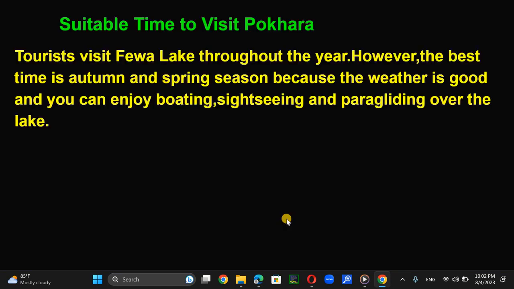And suitable time to visit. You can visit Phewa Lake at any time, and tourists visit Phewa Lake throughout the year. However, the best time is autumn and spring season because the weather is very good, moderate in Nepal, and you can enjoy boating, sightseeing, and paragliding over the lake during these seasons.